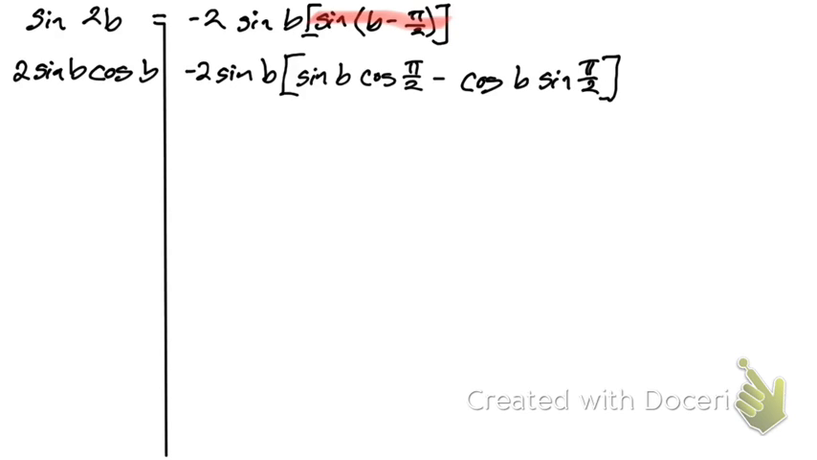And here's where it becomes really important that you know how to read your unit circle and know values. Cosine of pi over 2 is 0. If you look at your unit circle, that is 0. Sine of pi over 2 is 1. So this whole thing is going to cancel out, and this is just going to be cosine b. So you're going to have a negative times a negative. So this side is just going to be 2 sine b times cosine b. But that's what we had on that side.